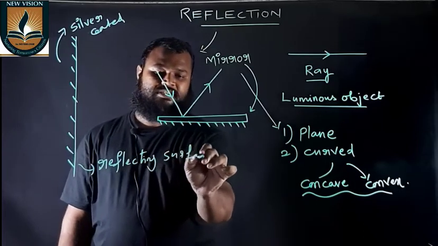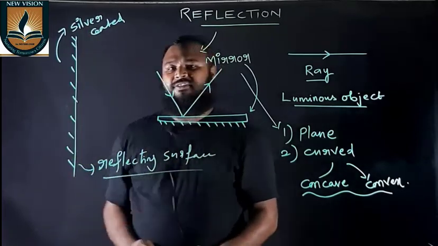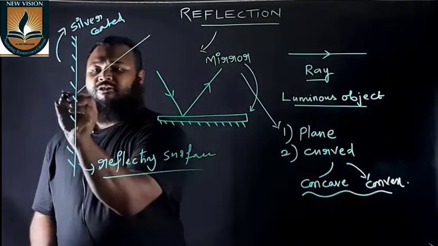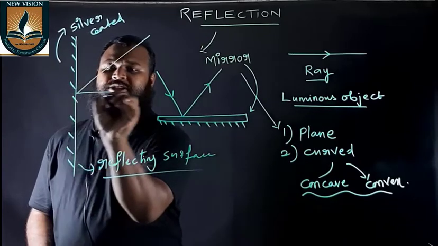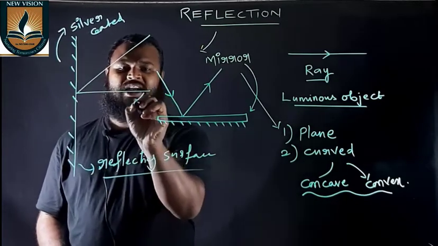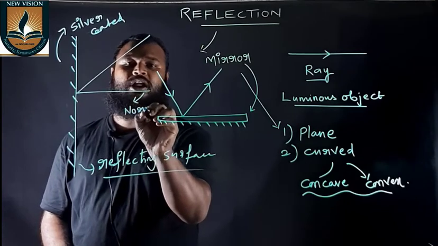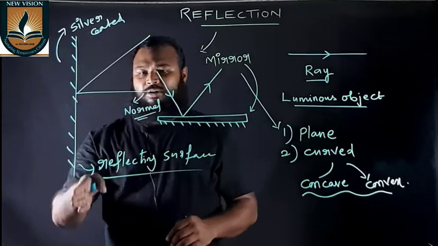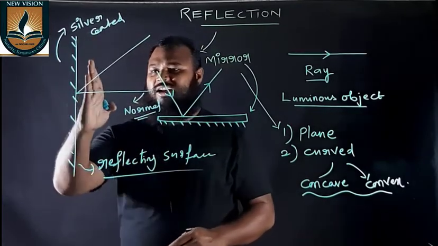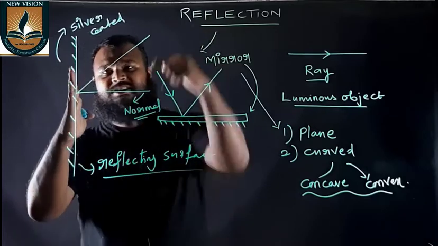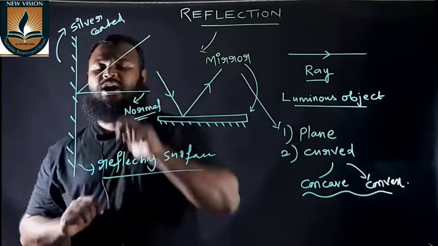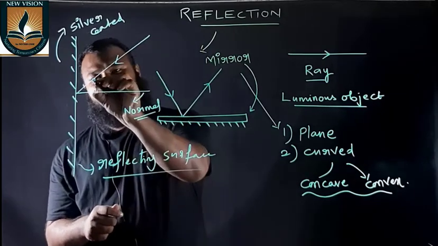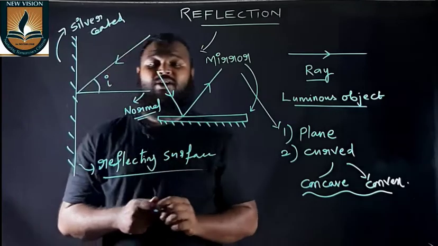So what is a reflecting surface? This is the reflecting surface, the other side is coated with silver. When light is incident on it, first we draw a line which is perpendicular to the surface, and the line which is perpendicular to the surface is called normal. Normal means perpendicular. So we draw normal at the point where light is incident. So light is incident on the mirror and we have drawn normal here. So this is the light ray. The angle made by the light ray with the normal is called angle of incidence.